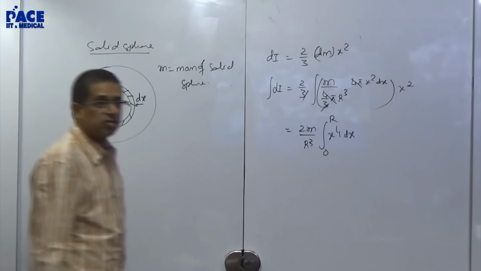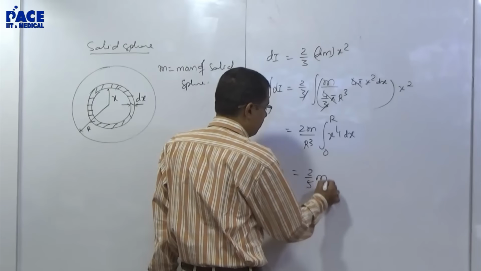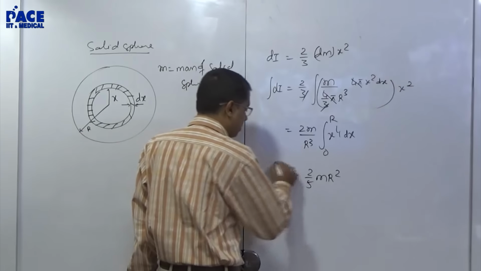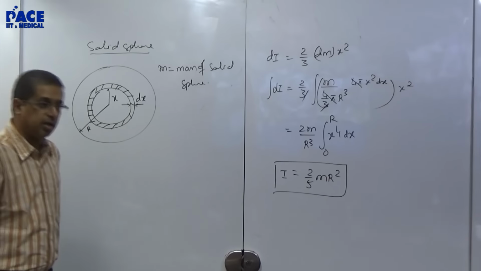Least value of x is 0. Maximum value of x is r. So 2 by 5 mr square is the moment of inertia of a solid sphere about an axis passing through the center.